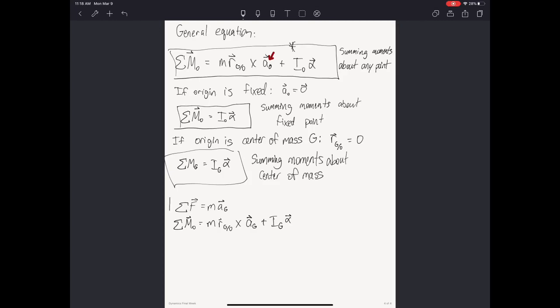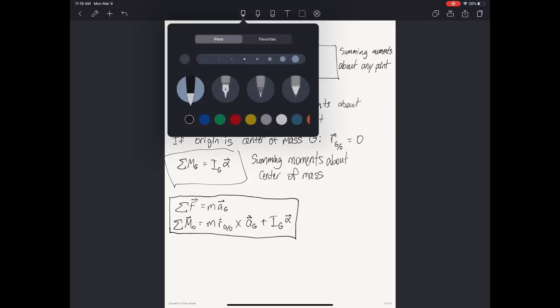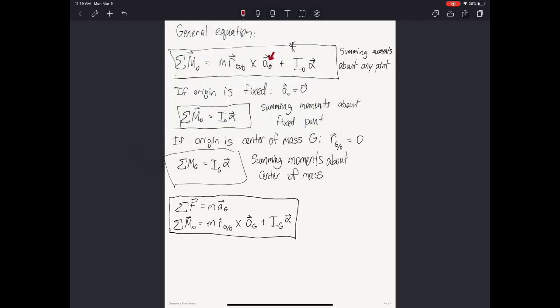These two are therefore the general equations that we are going to be using the most. These are the useful equations. We will be replacing the sum of the moments equation with either this equation or this equation when convenient. With that said, I'm going to conclude this video, and we can start talking about solving problems.